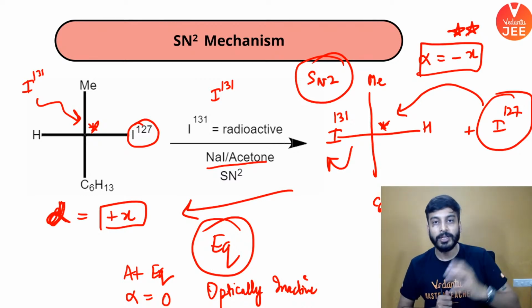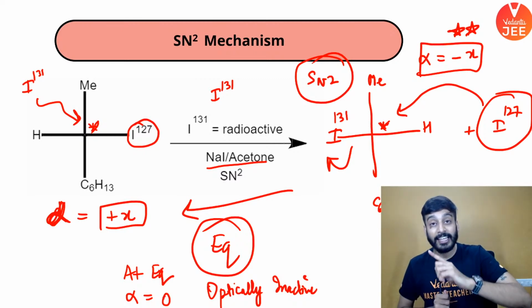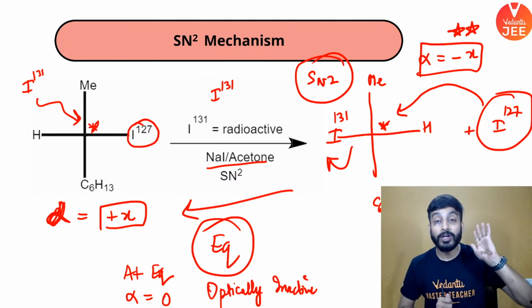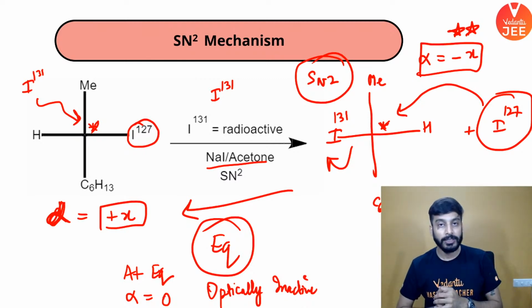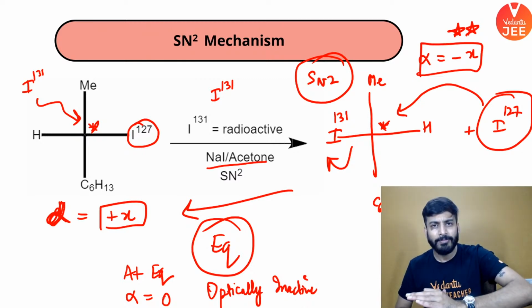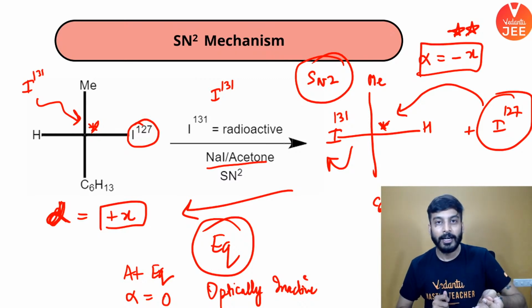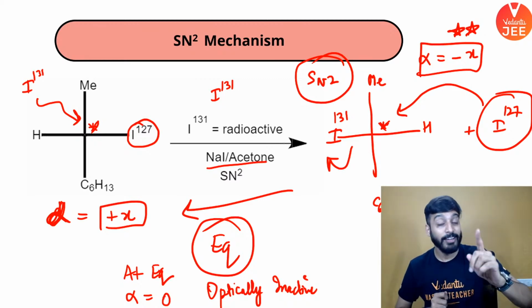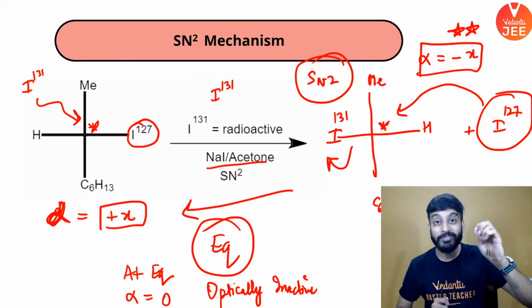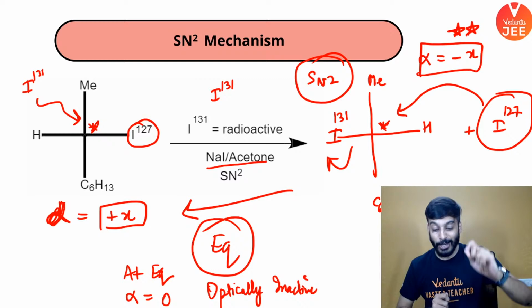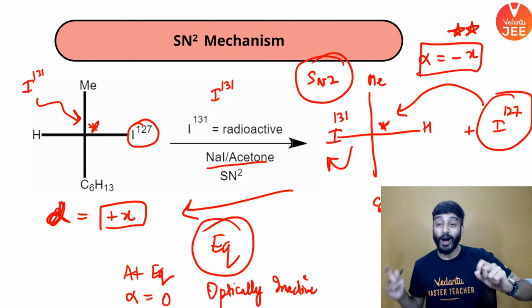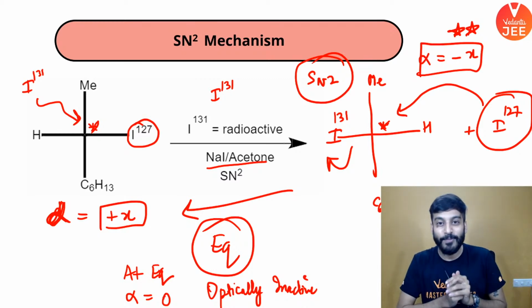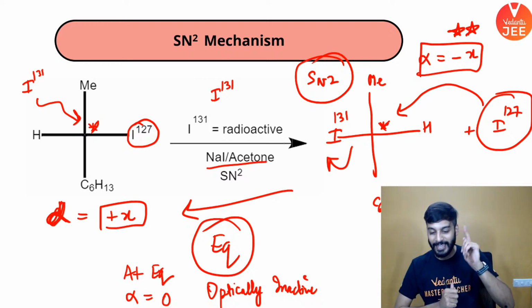This attack is always 100% inversion product would be from this attack. You will always get 100% inversion. By chance, if there would have been any front attack, the specific rotation would not be 0. It would have been some value, let us say 1, no matter how small, but there would be some value in the specific rotation, right? Right now it is 0. It means that always the attack is happening from the back side. Are you guys getting it?